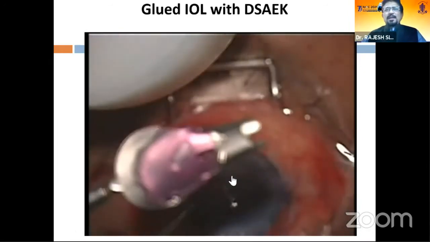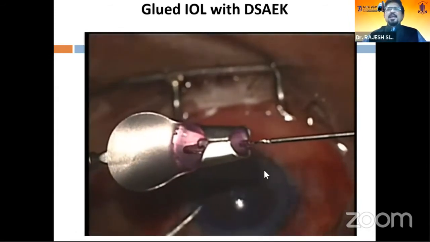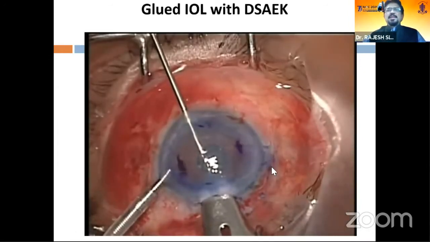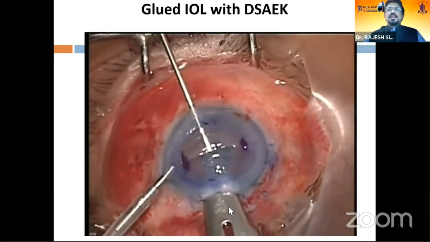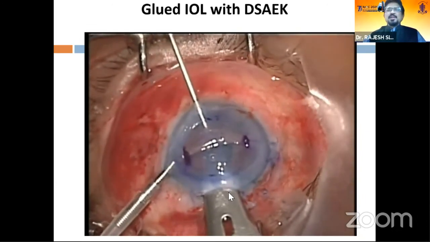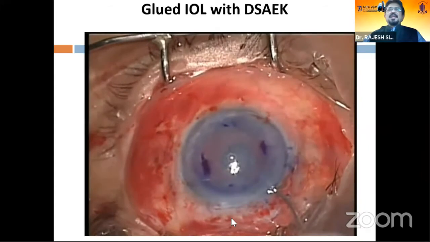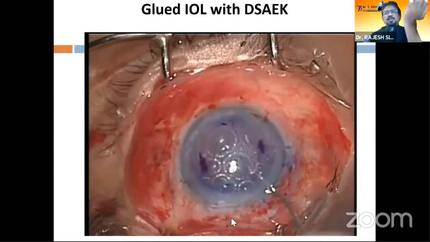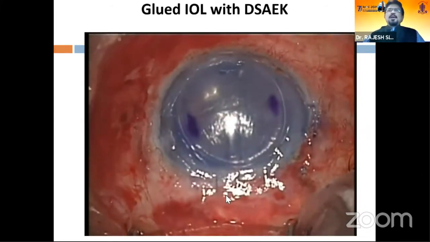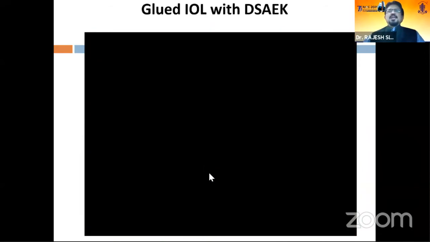So after fixing the lens, the endothelial tissue, the lenticule, is loaded on the Busin glide, and then it is introduced into the anterior chamber, and then air is injected to push this tissue against the stroma of the host, and then that is the end of the procedure.